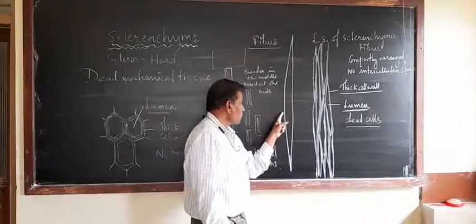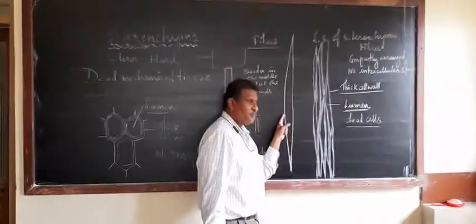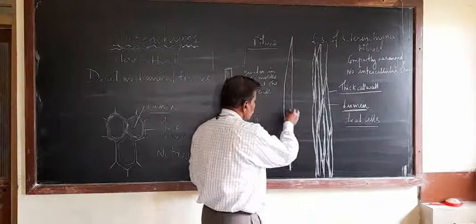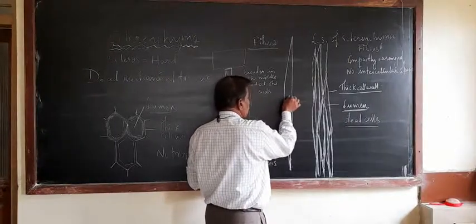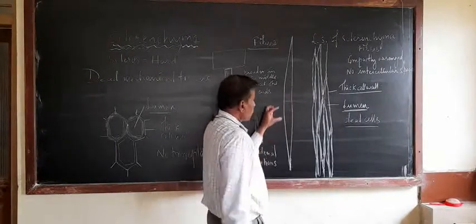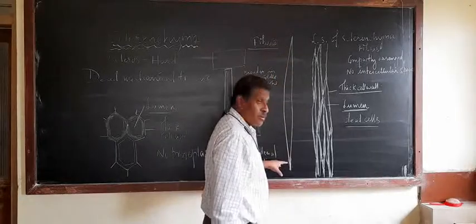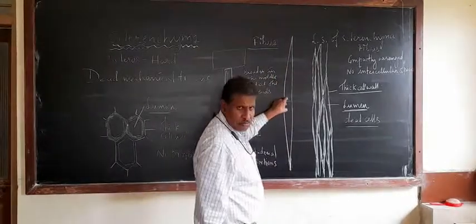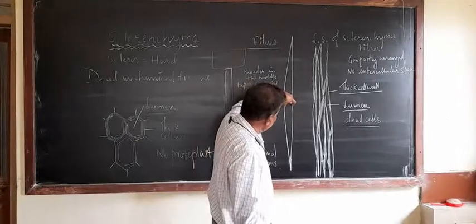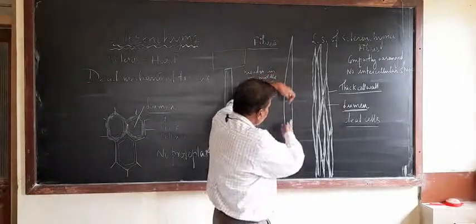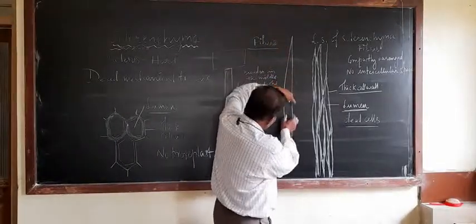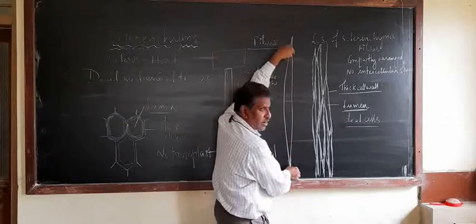Can you make out these cells? They are broader in the middle. This is approximately the middle region of the cell. If it is one cell, it is the approximate middle part. Here they are broader. When you move towards the poles or ends, these cells are gradually pointed or tapered.